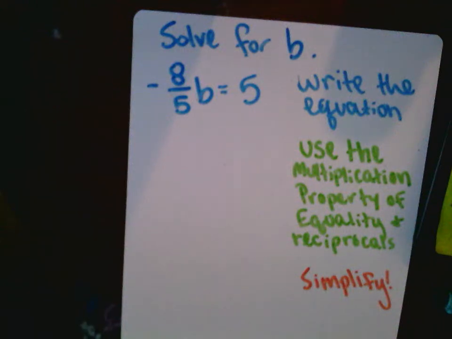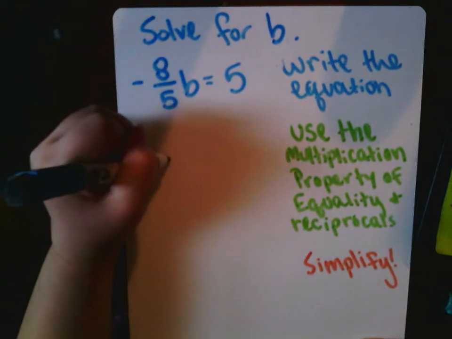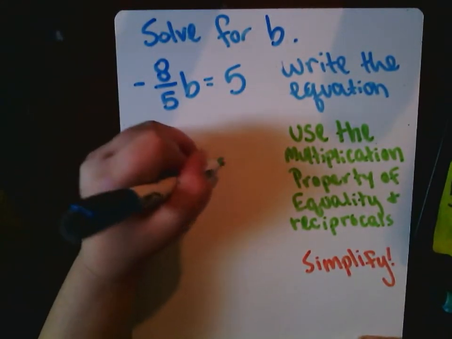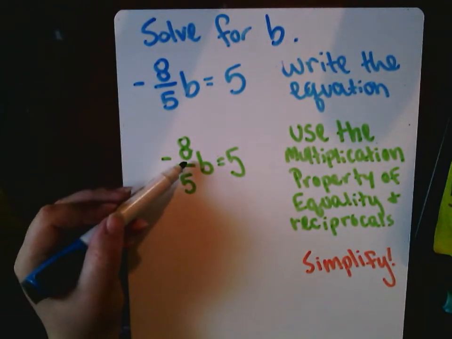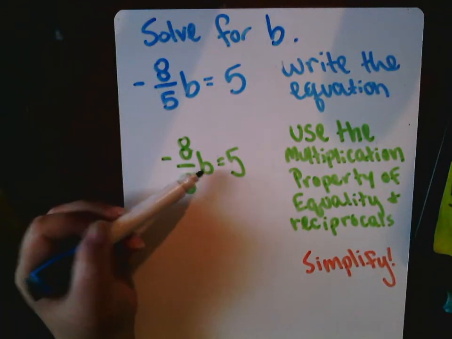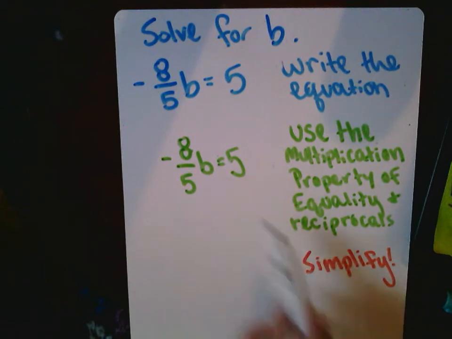Here we have negative 8/5 b is equal to 5, and we are solving for b. So we will again take our reciprocal. Let me write this out first. b is equal to 5. So we look for our reciprocal of negative 8/5, because we want the b to be alone. We don't need to find the reciprocal of 5 because it's not attached to the b.